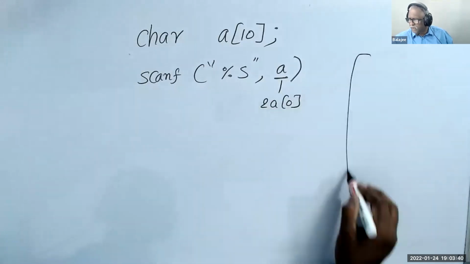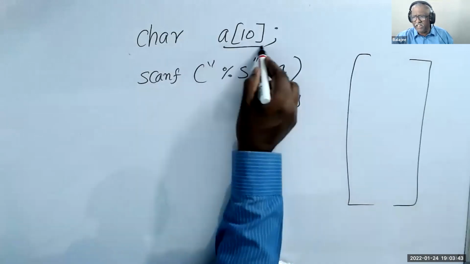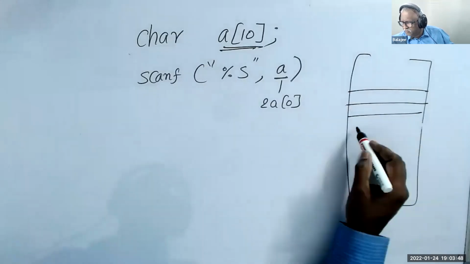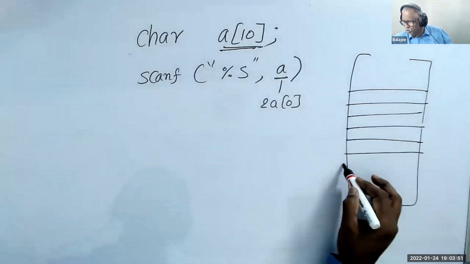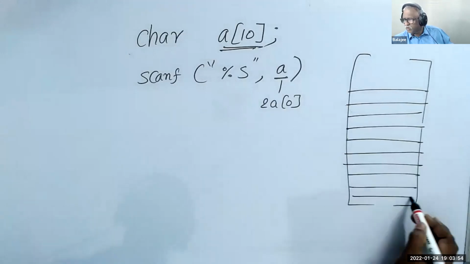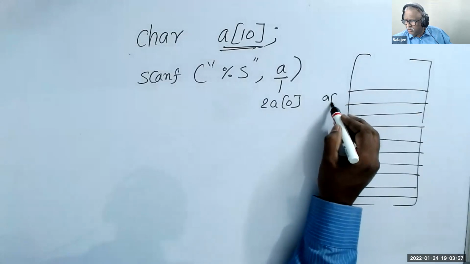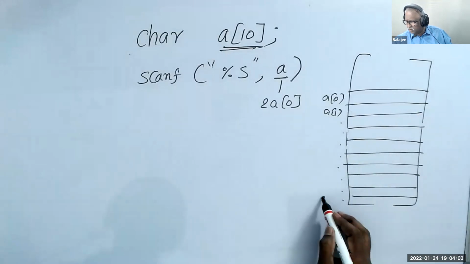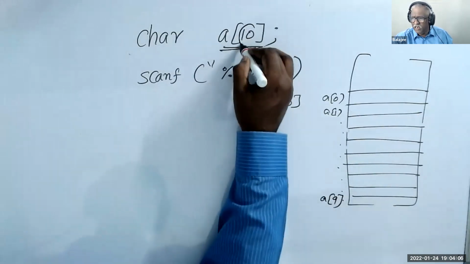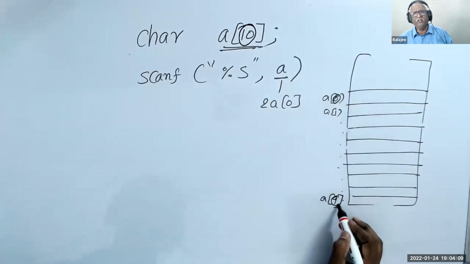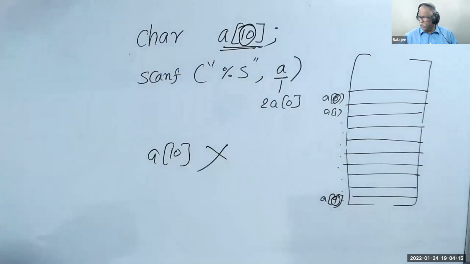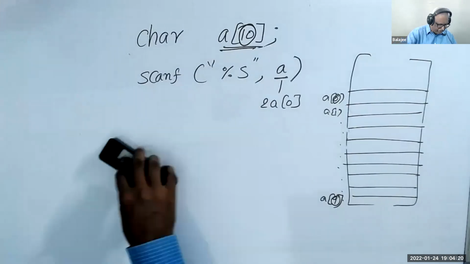Please understand, when you give this line A of 10, the system allocates for you 10 locations. That's all. It does not do anything else. A of 0, A of 1, 2, 3, 4, 5, 6, 7, 8, 9. You specify 10, and it allocates 0 to 9. So A of 10 is wrong. This is not allocated. Only up to 9 are allocated. That's all we discussed in the last class on the C language.